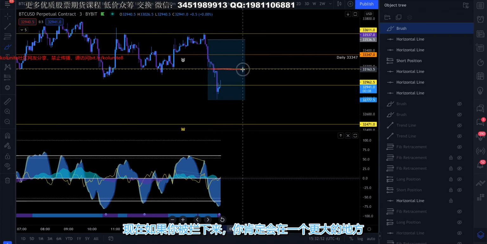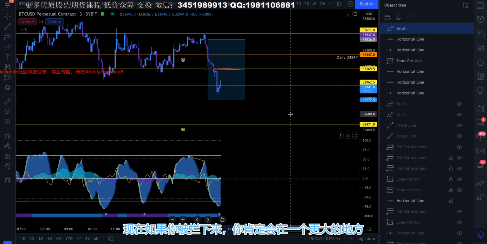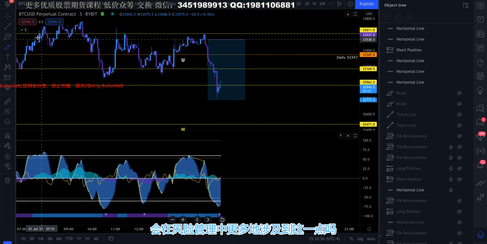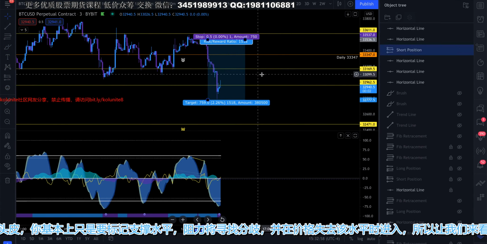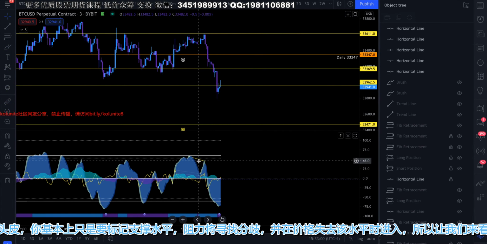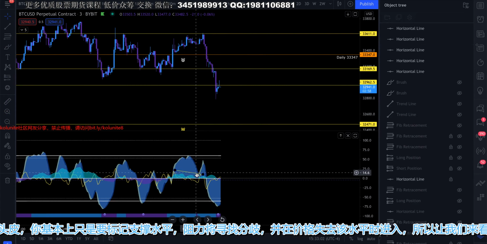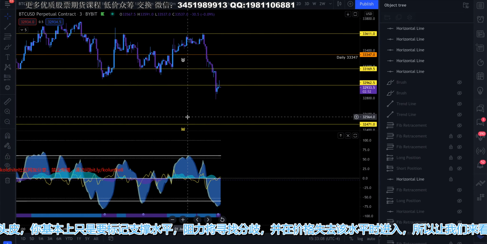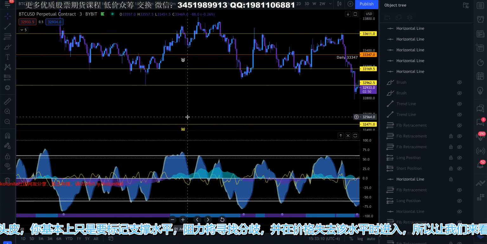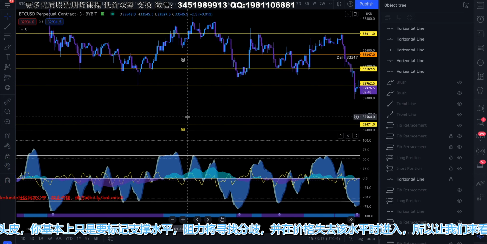And now you're guaranteed to be in an even bigger win if you get stopped out. We'll get into this more in risk management, but this is how you're going to scalp using Market Cipher. You're just basically going to mark levels of support and resistance, look for divergences, and enter as price is losing the level. So let's take a look at a potential long setup that we could have had.